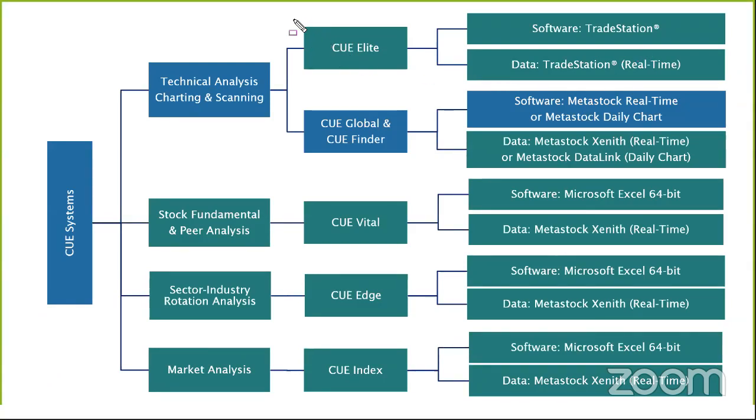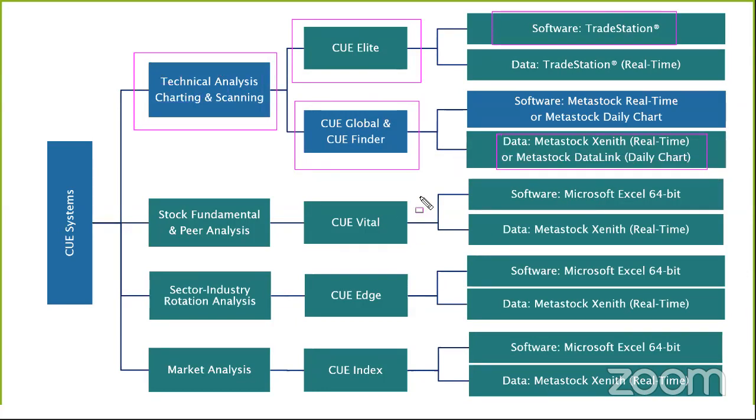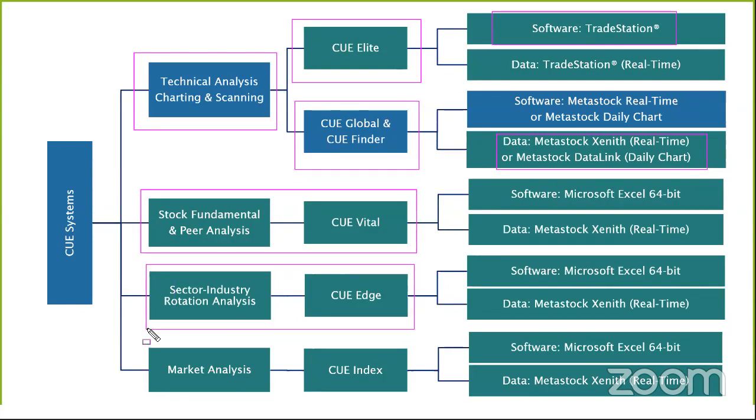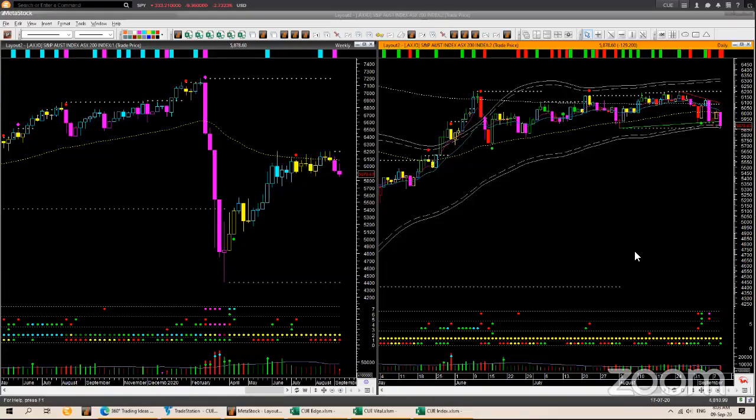Together we look at the market using the Q systems. These are the Q systems I use: Q Elite running on TradeStation, and Q Global and Q Finder running on MetaStock. I use this for technical analysis, charting and scanning. Q Vital for fundamental and peer analysis, Q Edge for sector industry rotation analysis, and Q Index for market level index analysis. That was the last slide of the presentation.